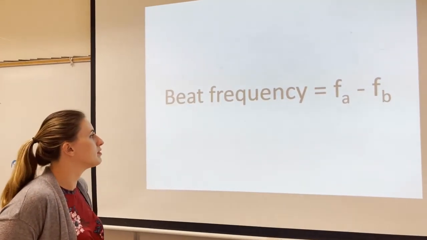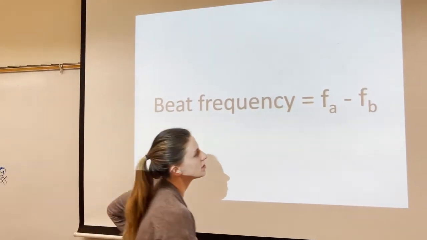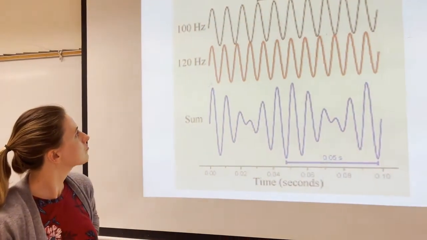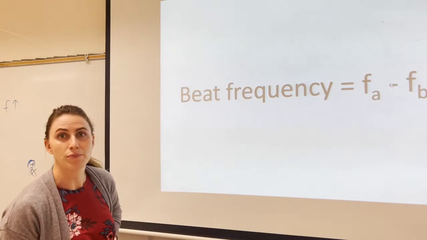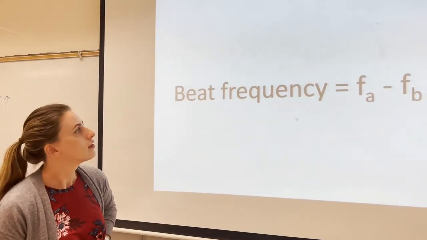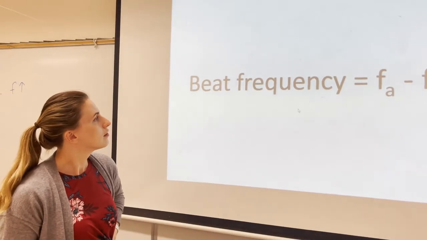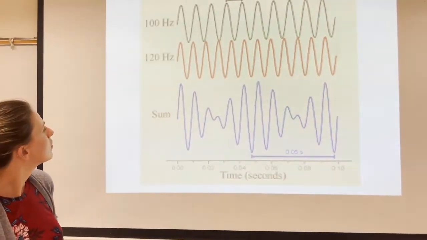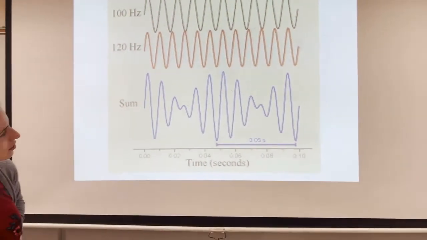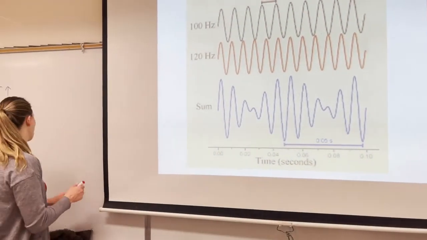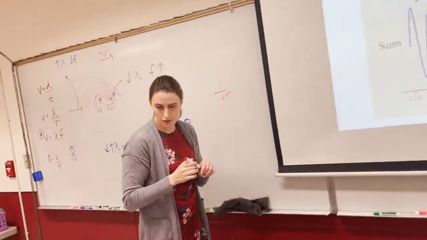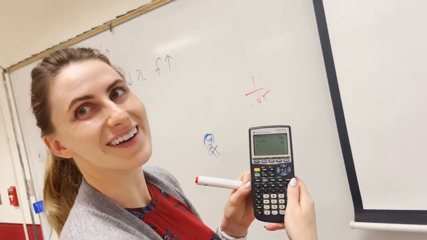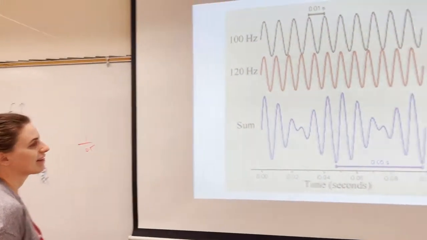What would the beat frequency be here? All you have to do is take the first frequency and subtract the second frequency from it. So 120 minus 100 gives us 20. That would be the beat frequency: 20 beats per second. That's a frequency, and the previous slide gave us the period, 0.05. What's 1 divided by 0.05? We get 20. So the period is the inverse of the frequency, so that works.